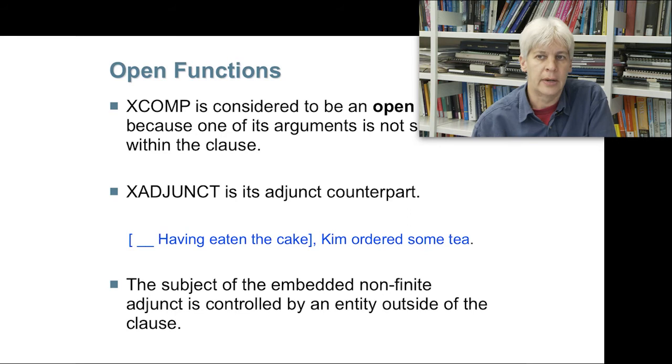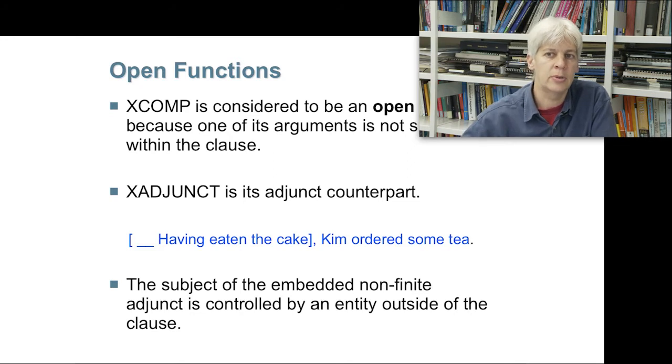As I said, XCOMP is considered to be an open grammatical function because one of its arguments doesn't appear within the clause, it's empty, and it needs to be controlled from somewhere else. XADJUNCT, just as a note, is its adjunct counterpart. So we have two open functions in LFG: one is XCOMP, one is XADJUNCT.